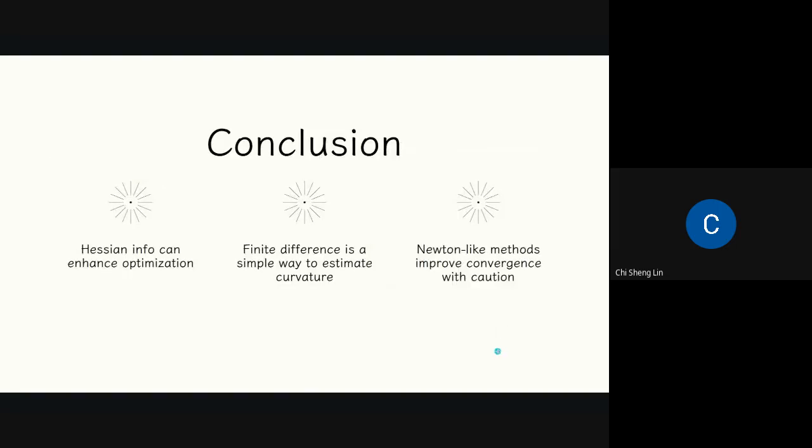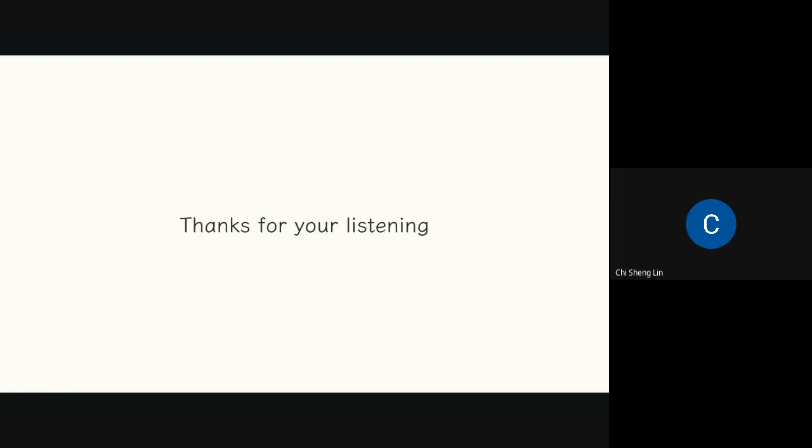So in conclusion, incorporating second-order information like Hessian vector products can significantly improve optimization. Even with a simple finite difference method, we can approximate curvature and apply Newton-like updates to accelerate learning and enhance model stability. Okay, next page. Okay, thank you for listening.